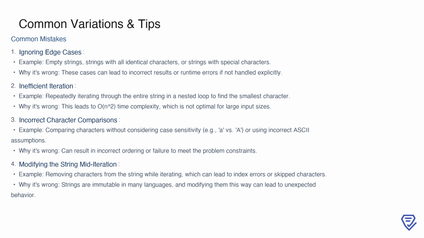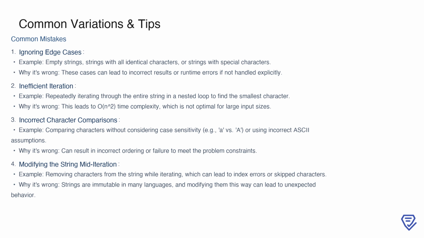First, it's easy to overlook edge cases like empty strings, strings where all characters are identical, or those containing special characters. Ignoring these can lead to runtime errors or incorrect results, so it's crucial to handle them explicitly. Another common issue is inefficient iteration. For instance, if you repeatedly iterate through the entire string in a nested loop to find the smallest character, your solution ends up with a time complexity of n squared.